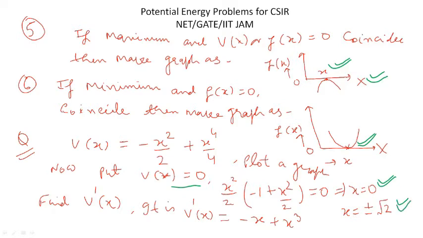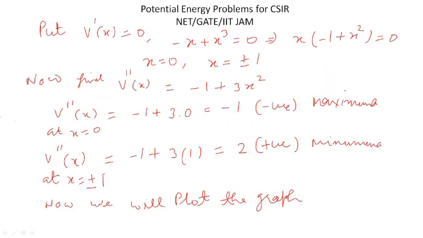Right, now you will find dV over dx. It is also equal to V dash x, so it comes out to be minus x plus x cube. Now you will put this value equal to 0, so your points are x equal to 0 and x equal to plus minus 1. Now you have to find d2V over dx2, right?